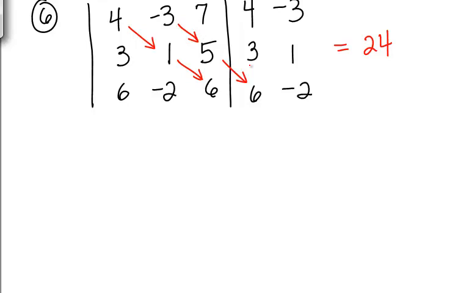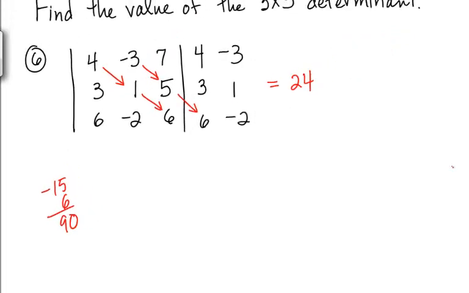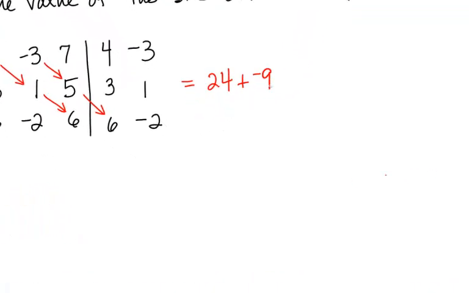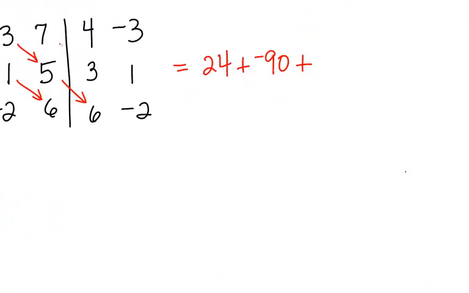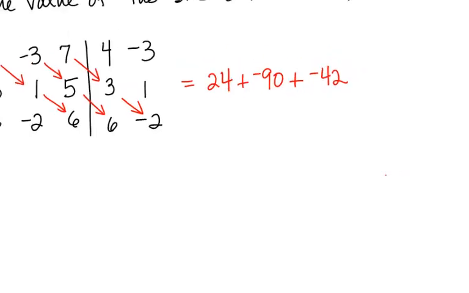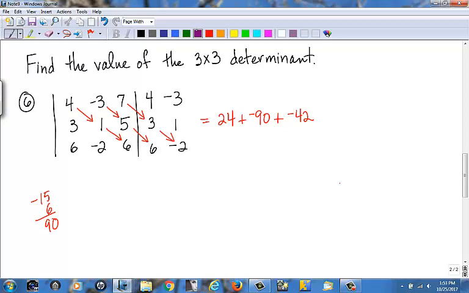Negative 15 times 6. Negative 90. You add the products coming down to the right. So add a negative 90. Multiply down the diagonal to the right. So 21 times a negative 2. So add a negative 42. Okay? Everybody caught up?